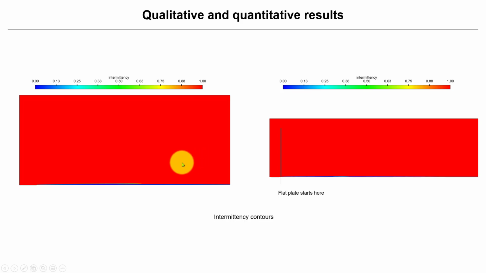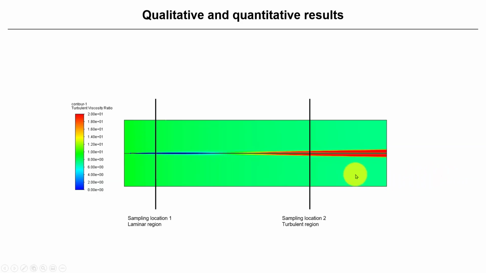Then we look at the intermittency. Zero means we have laminar flow, and one means fully turbulent flow. At the beginning of the flat plate we have a rather thick region with laminar flow, and then as we zoom out we see that it becomes thinner, an indication that we have the turbulent boundary layer there. Then we're going to do the traditional sampling in two locations: one in the laminar region and one in the fully turbulent region.